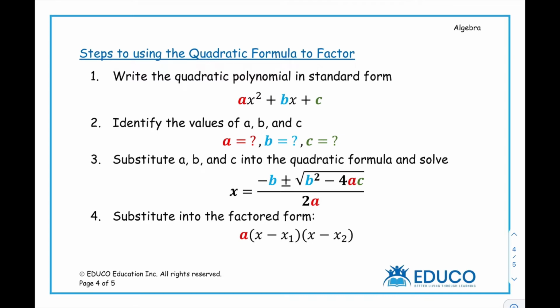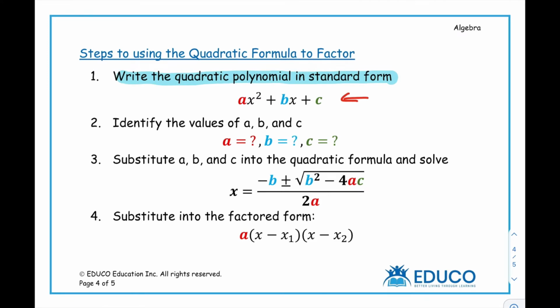So we're going to look at the steps required to use the quadratic formula in order to factor a polynomial. The first step that we need to do is write the quadratic polynomial in standard form. So what do we call standard form? Well, the standard form is this ax squared plus bx plus c form. So we write the terms with the exponents in descending order. The x squared term comes first, then the linear term, and then the constant at the end.